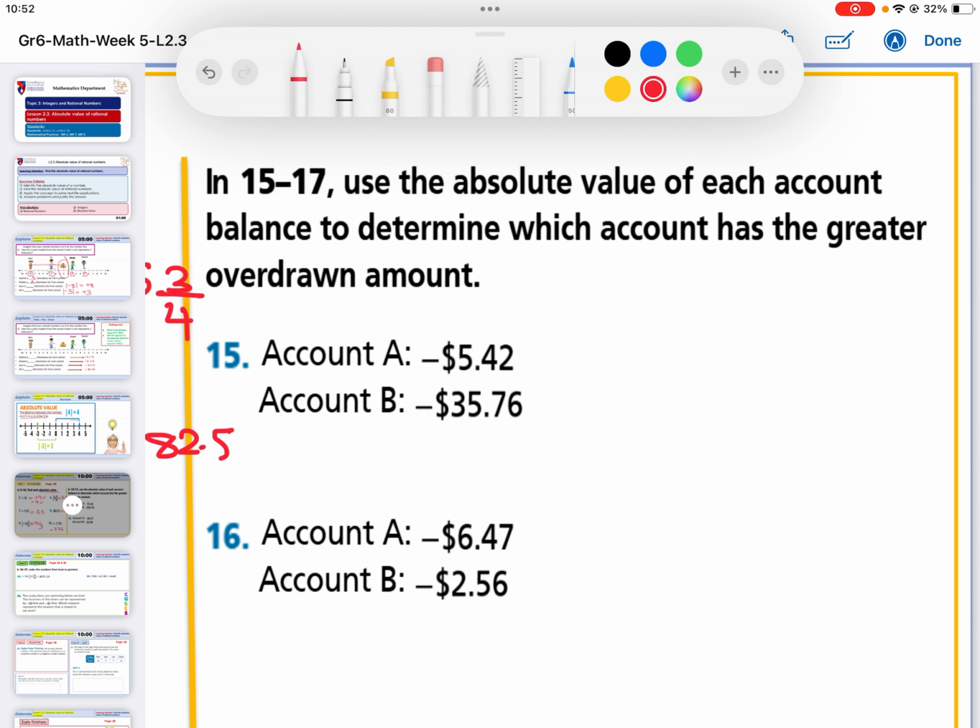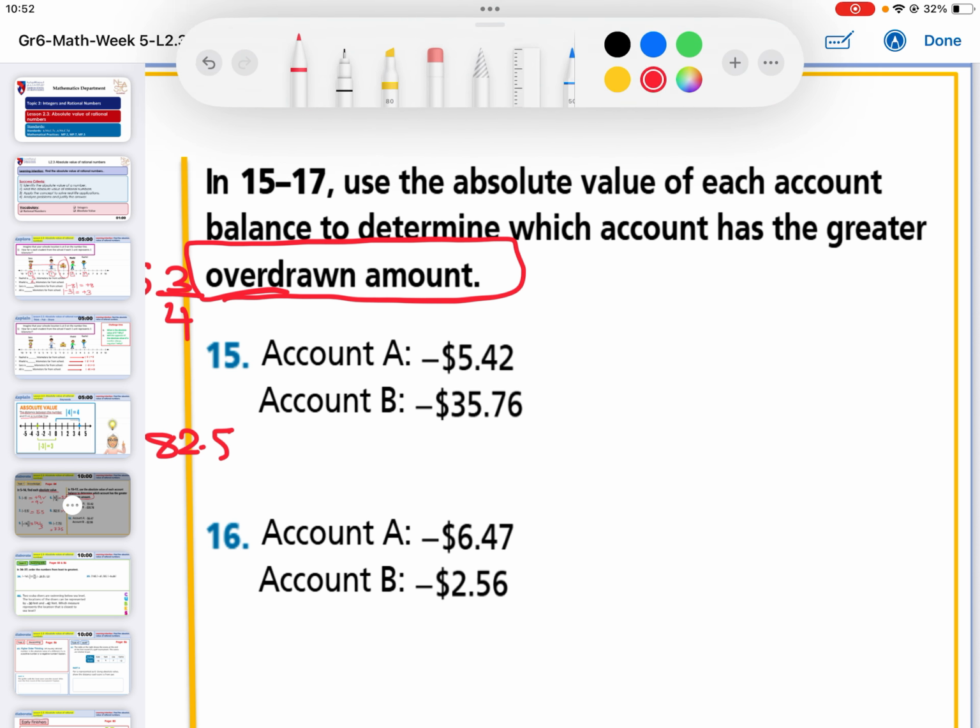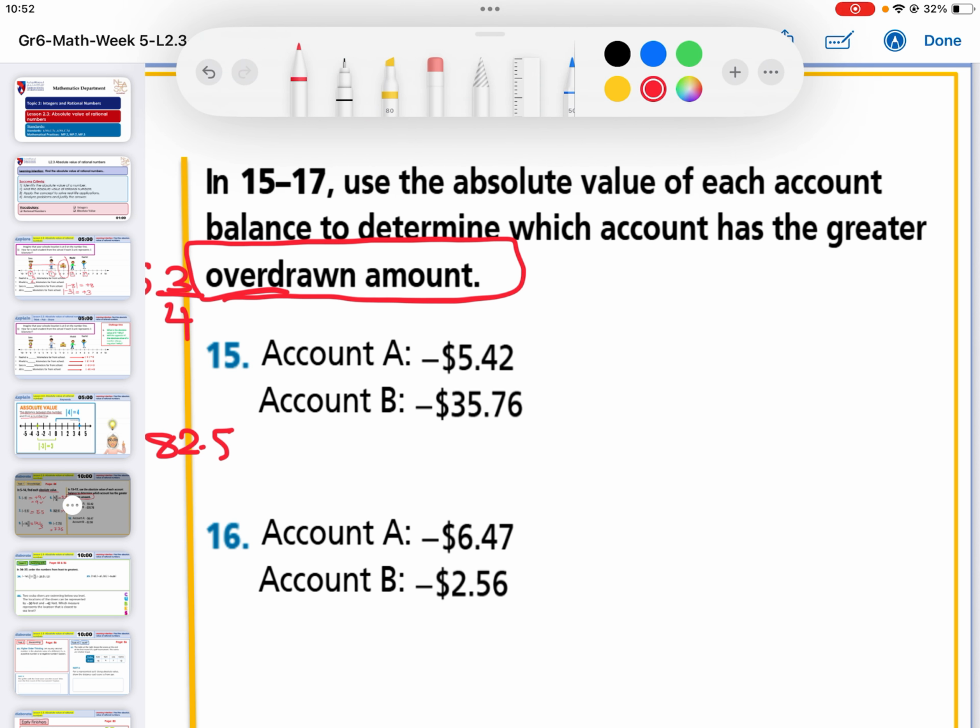So let's move on now to using the absolute value to find which account has the greatest overdrawn amount. They're in debt, basically. They owe the bank money. In order to do that, the first thing we're going to do is take the absolute value for both. I'm going to take the absolute value for account A, the absolute value for account B, and then I'm going to decide which one owes the bank a lot of money.